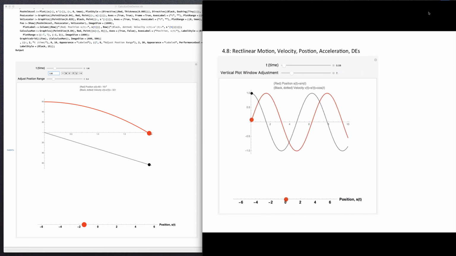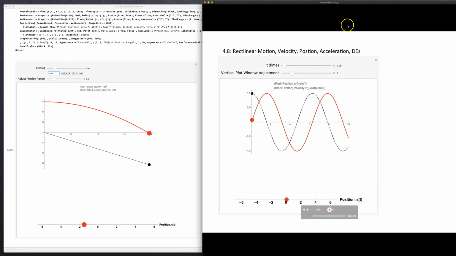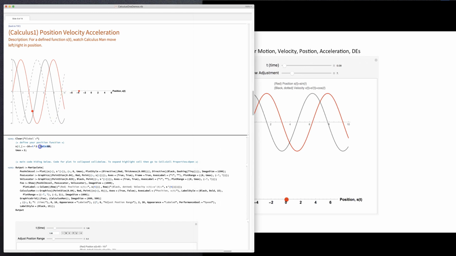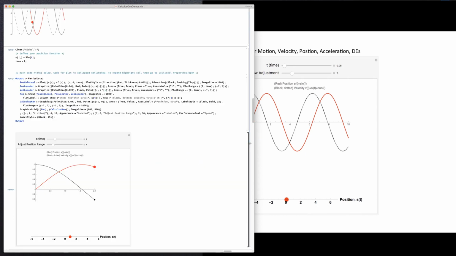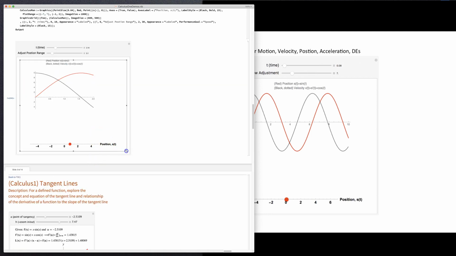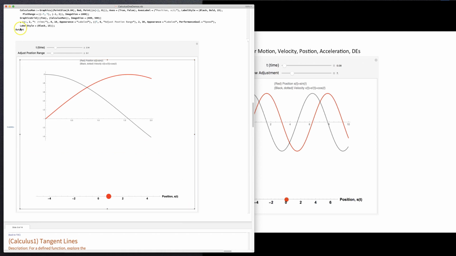If we look at this plot here and change our graph to, let's see, sine of t, we can look at a position and a velocity problem again. Let's make this sine of t. Okay, so here's our position function. And let's adjust the plot range time. Alright, let me make this a bit bigger for you so you can see. And we can compare these two.